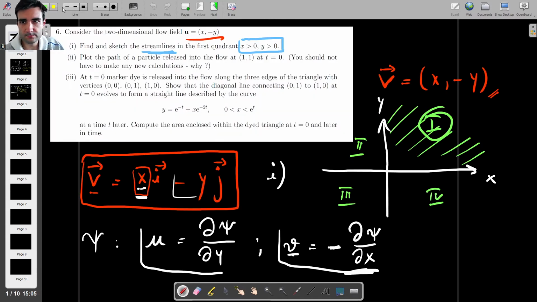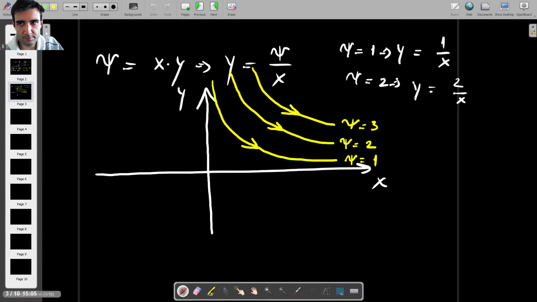Okay, now let's have a look at 2. So plot the path of a particle released into the flow at (1, 1) and at t equals 0 seconds. And it says you should not have to make any new calculations, and they're asking why as well. Okay, so if we have to plot the path of the particle, then I would imagine we can plot the path of the particle in an xy coordinate system. And let's say this is part 2.